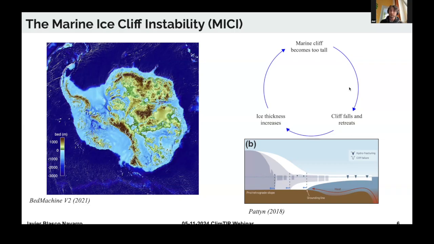So if it falls and retreats, the ice thickness increases, depending on the bedrock, but in this case a plain bedrock is also enough for the ice thickness to increase, then the marine ice cliff becomes too tall again. And because it has become too tall, it falls. So again, we enter into this feedback mechanism.